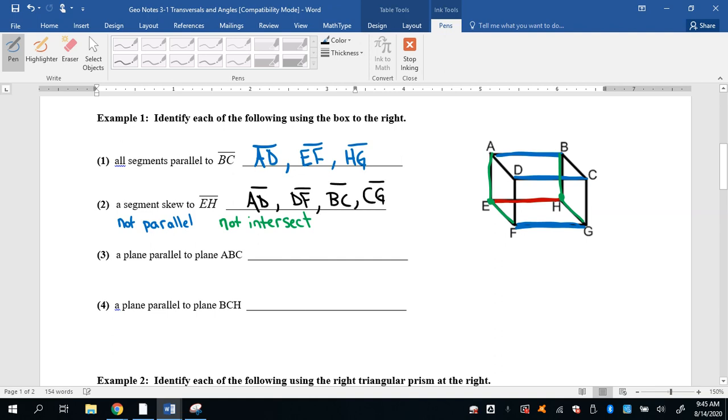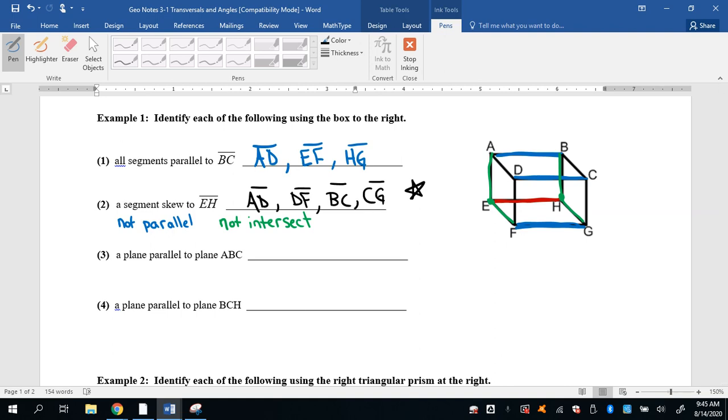It is not required to draw in with colors the not parallel segments and the not intersecting segments, but I would highly encourage you to do that. Otherwise, it is too easy to miss some segments.